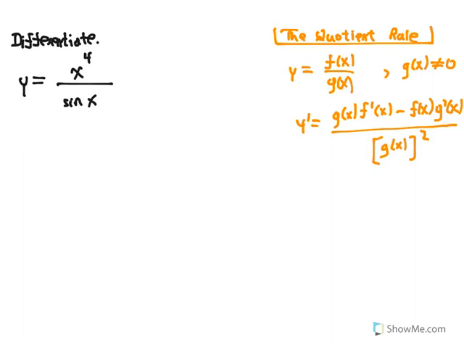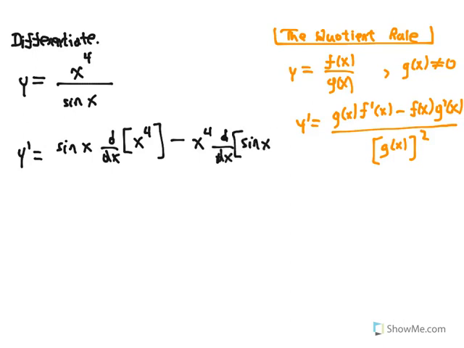So here's our first example. We have: differentiate, and our function y is equal to a quotient of two differentiable functions. The function in the numerator is f of x equals x to the fourth, and the function in the denominator is g of x equals sine x. So we will have to use the quotient rule to find the derivative of this function correctly. So we have y prime is equal to the denominator times the derivative of the numerator, minus the numerator times the derivative of the denominator, all over the square of the denominator. So this is how you set up the work for doing the quotient rule.